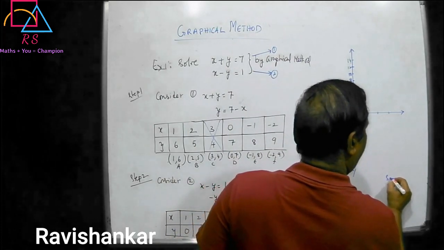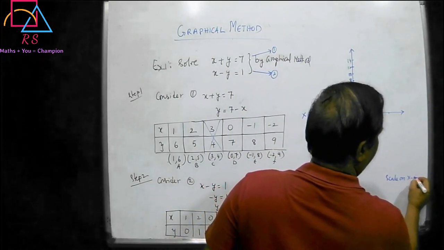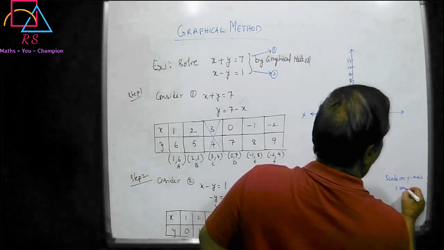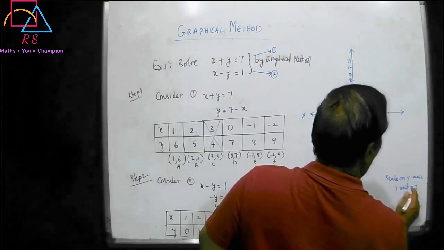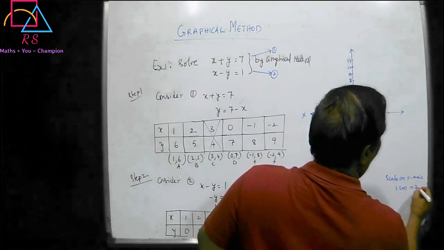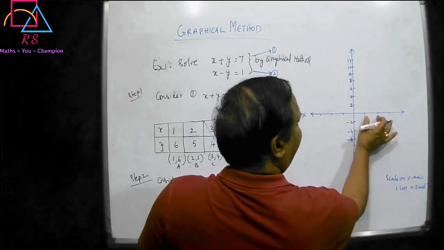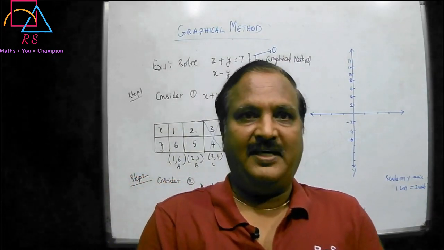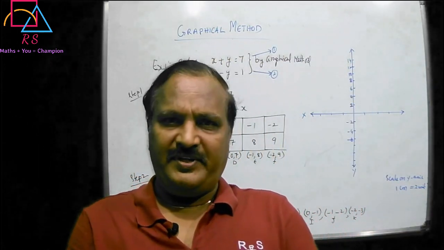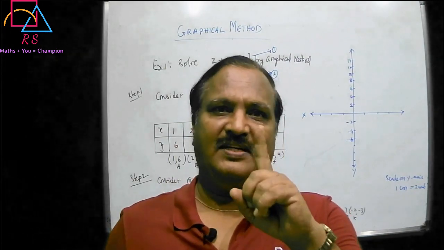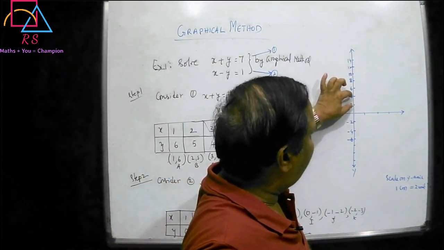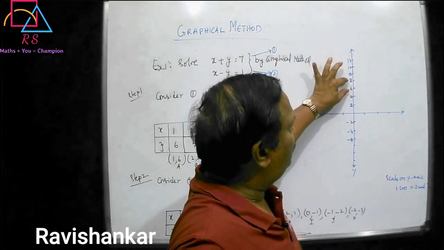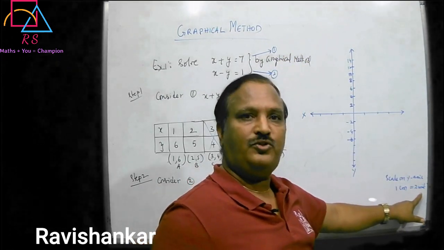So, I should write the scale on the x axis and y axis. Then 1 unit is equal to 2; 1 centimeter is equal to 2 units. Between every 2 lines there is 1 centimeter, you can measure the length. There will be so many lines in the graph sheet, and the distance between every two lines is 1 centimeter. In the y axis I have taken 1 centimeter as 2, like that. That is why 1 centimeter is equal to 2 units.